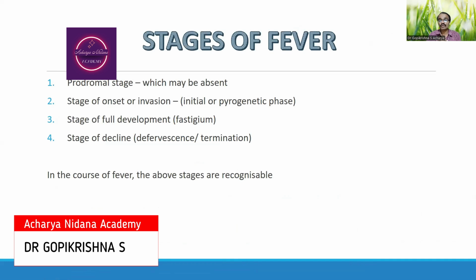As far as the stages of fever, four stages are present. Prodromal stage, which may be absent on some occasions. The next stage is the stage of onset or invasion, otherwise the initial or pyrogenetic phase, where a raised body temperature will be present. Stage of full development, where the person has the full-blown symptoms of fever. And the fourth stage is the stage of decline or defervescence or termination, where the person has a reduction in the fever.